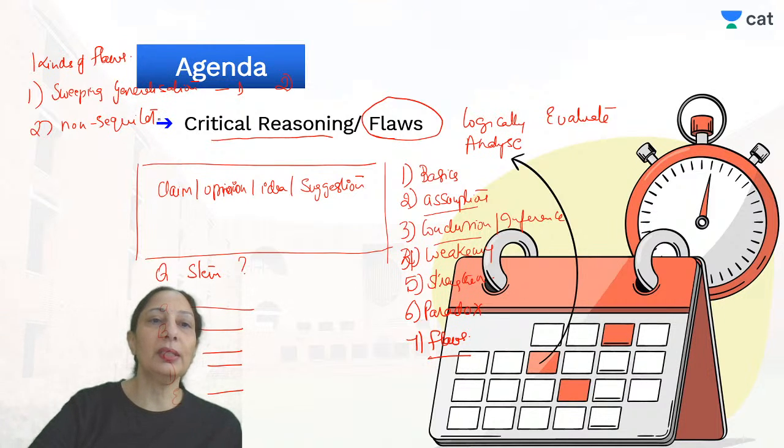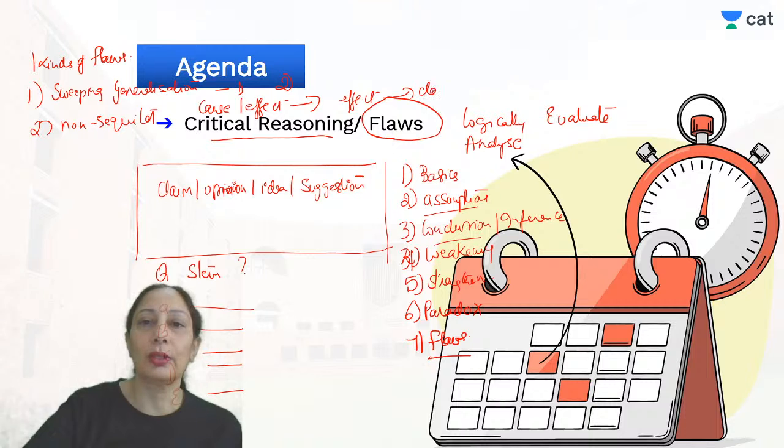Yes, so non sequitur is another flaw that you will find where the cause and effect has been jumbled. Normally, the causes have to flow into the effects, but if effects are given and effects are flowing into the causes, then it is not a sequence. So this is known as the second kind of a flaw.